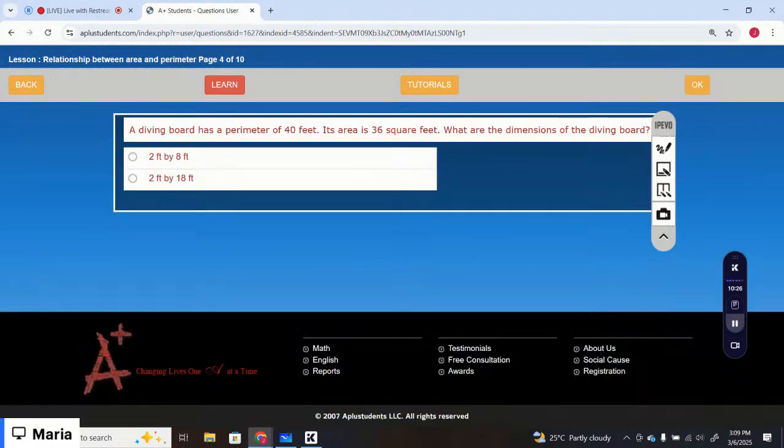The diving board has a perimeter of 40 feet. Its area is 36 square feet. What are the dimensions of the diving board? So which is the correct option?